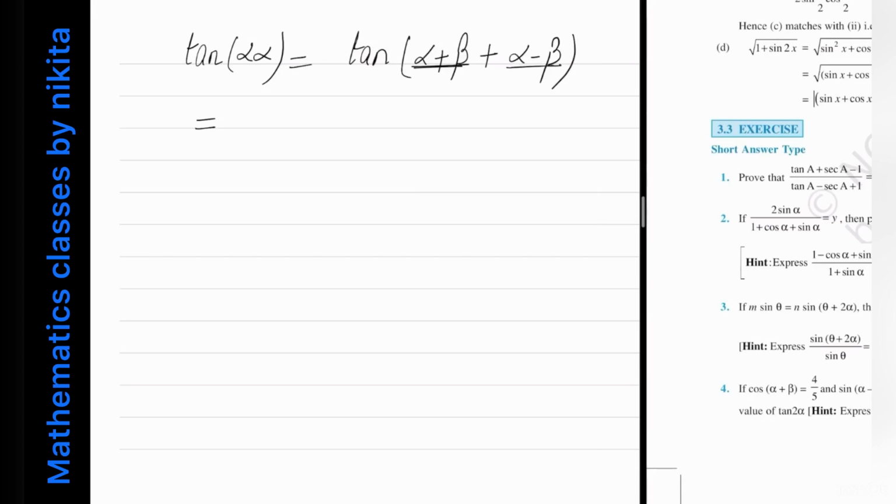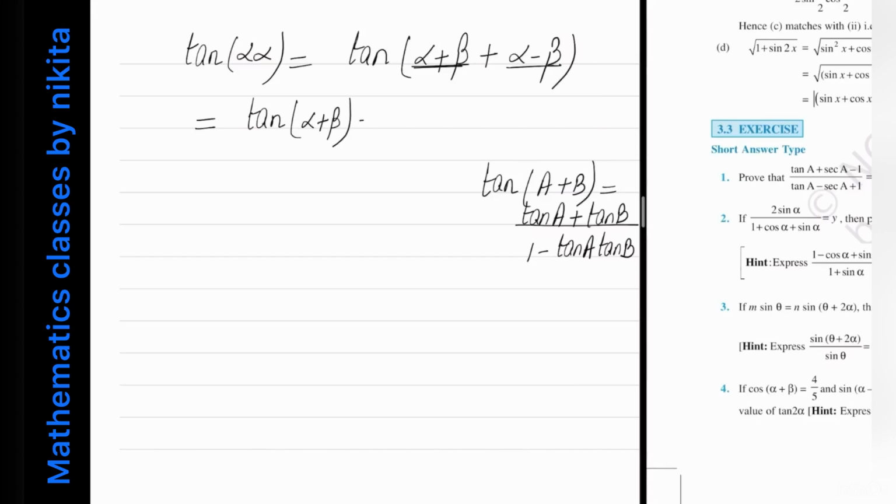so consider this as one and this as the other, and you know what is tan of A plus B. The formula of tan of A plus B is equal to tan of A plus tan of B divided by 1 minus tan A tan B. Okay, so this will be equal to tan of alpha plus beta plus tan of alpha minus beta divided by 1 minus tan of alpha plus beta into tan of alpha minus beta.